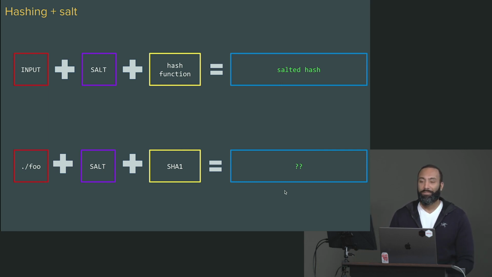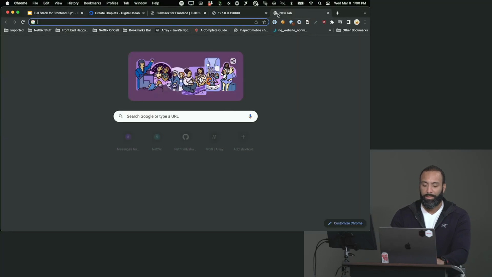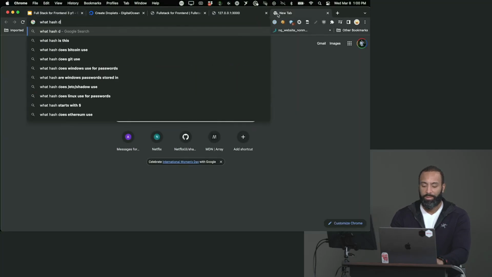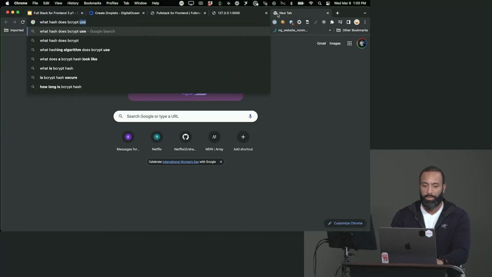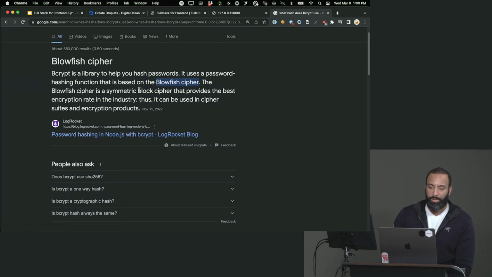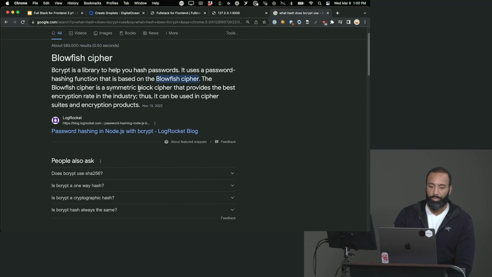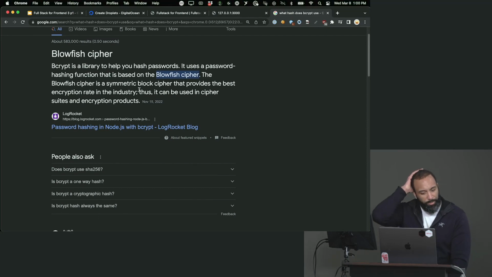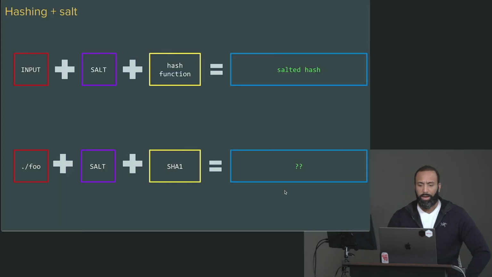Two questions. What about bcrypt? Bcrypt? I want to say bcrypt uses, let's look it up. What hash does bcrypt use? Blowfish cipher. Yeah, Blowfish is pretty common. I'm trying to remember what bcrypt is used in, but SHA-256 is the main one I know most about.